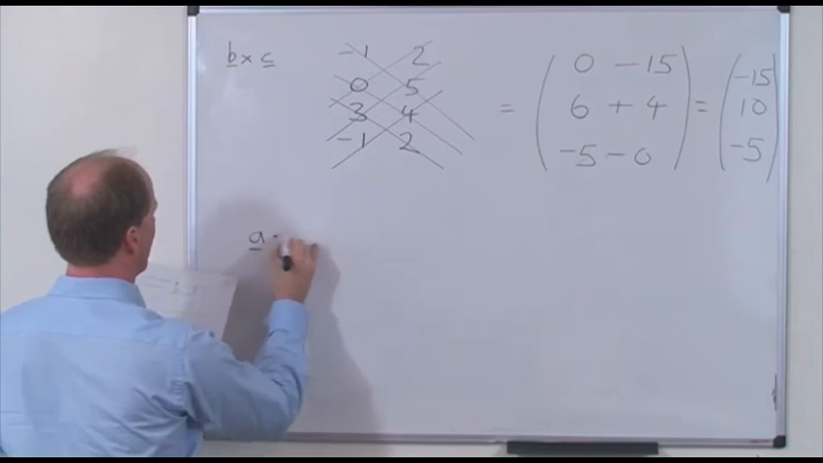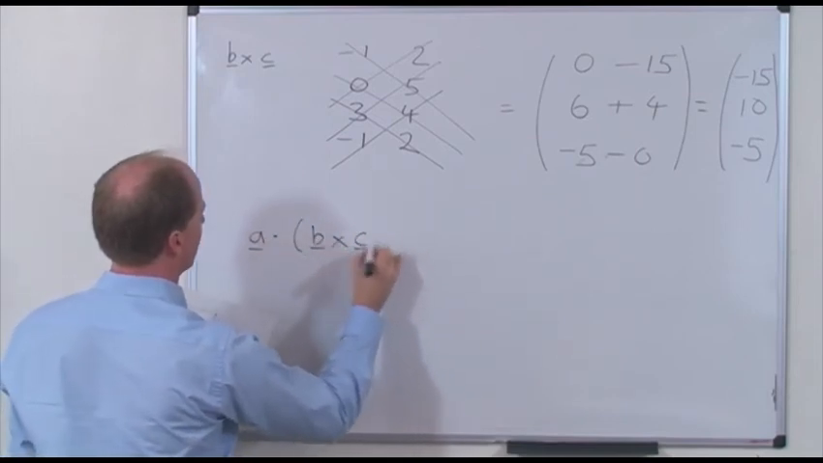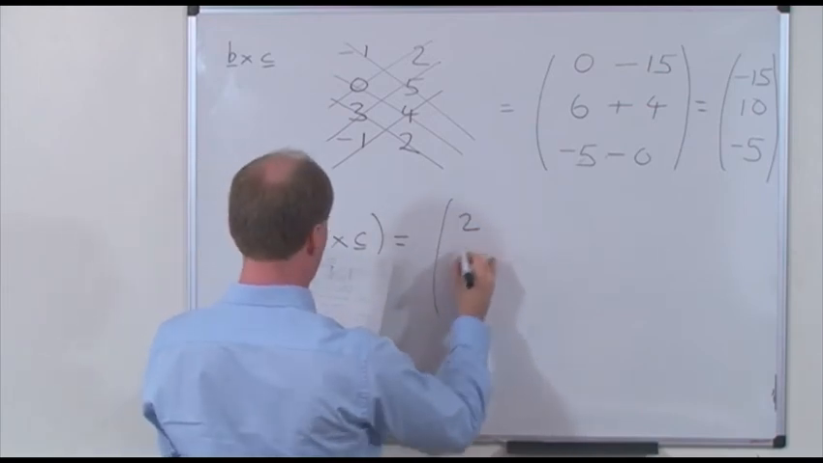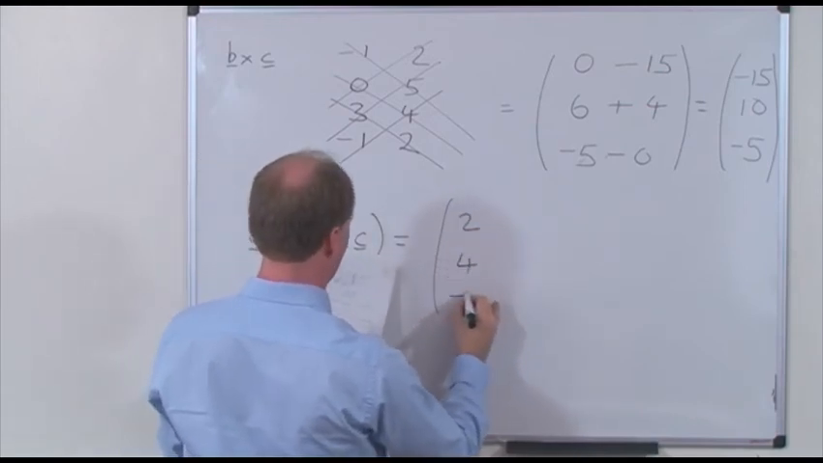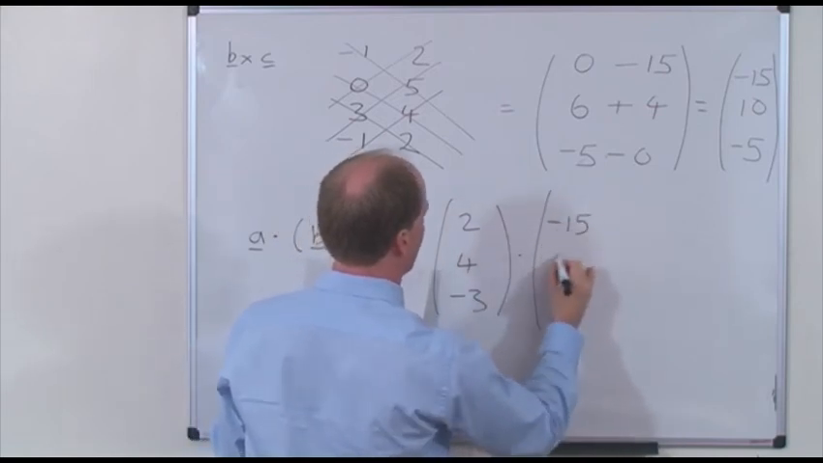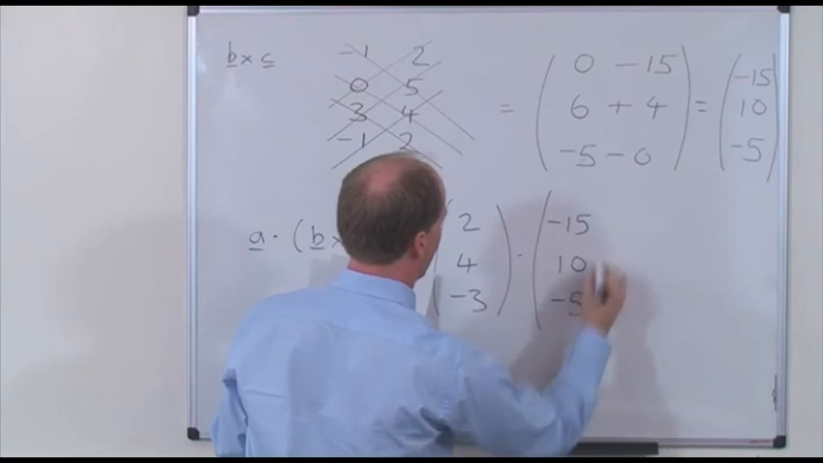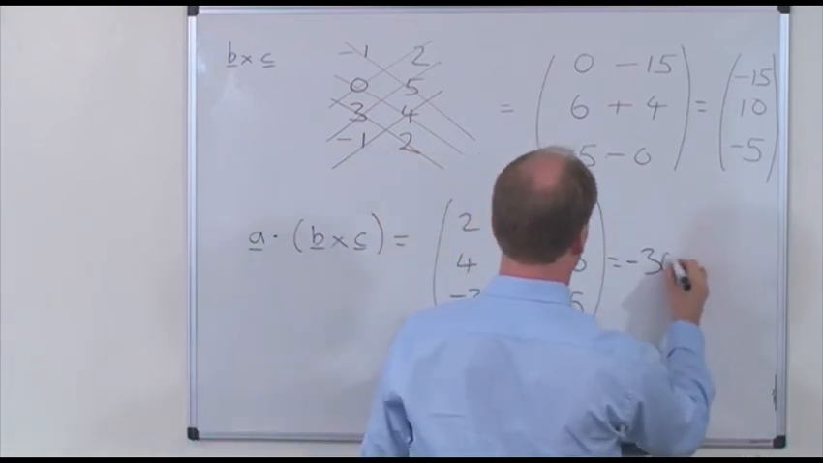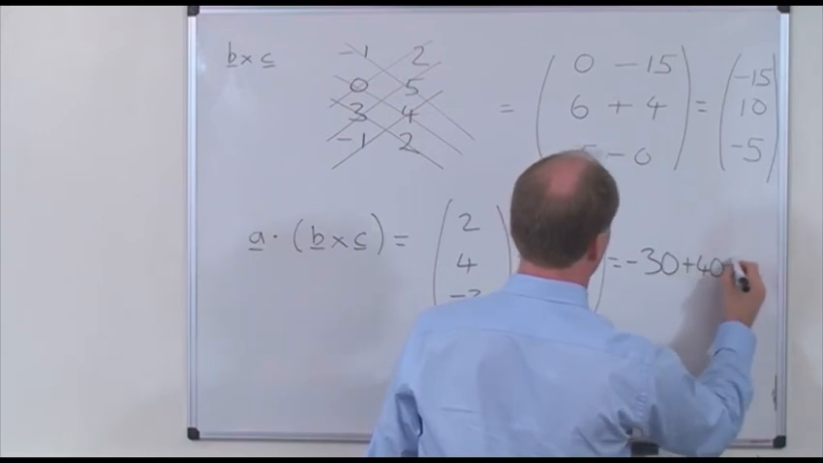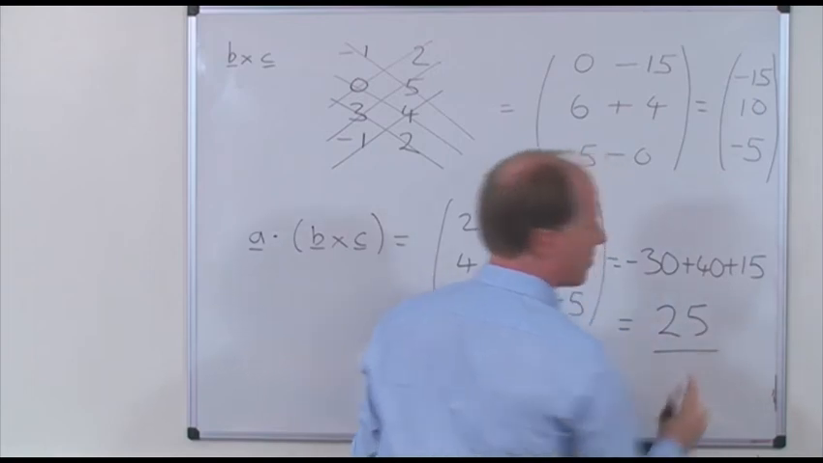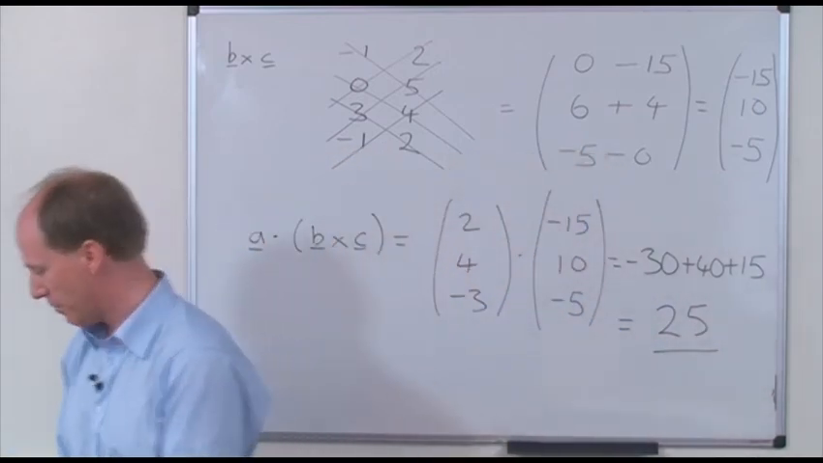Therefore, A dot B cross C is equal to 2, 4, minus 3, dotted with minus 15, 10, and minus 5, which gives me minus 30 plus 40 plus 15, which is 25 again, as we found before.